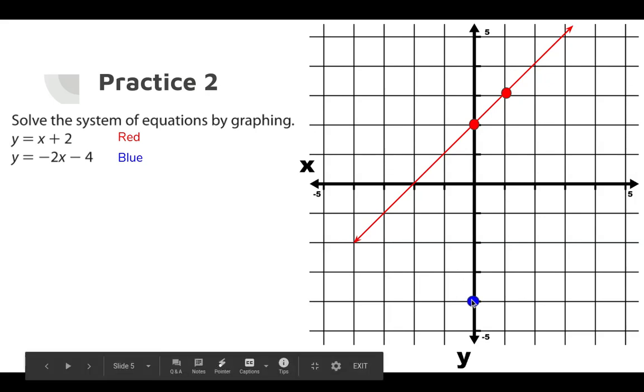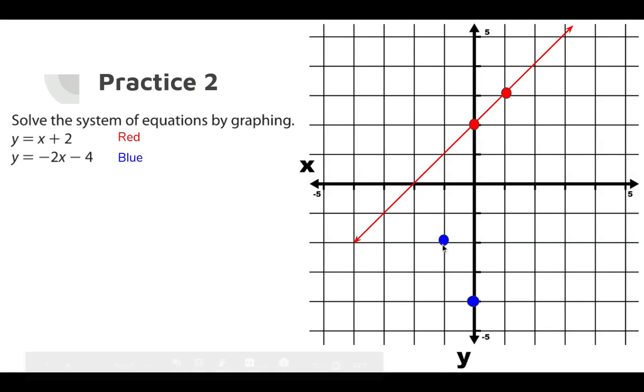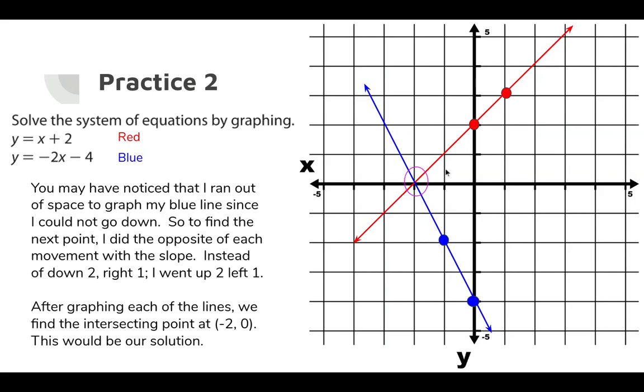Plot our next point at -4. Now, we couldn't go down 2, right 1 because our slope's -2. So if I can't go down 2, right 1, I just do the exact opposite. I go up 2, left 1. Graph my point. We'll notice that they intersect at -2, 0. So our solution would be -2, 0.